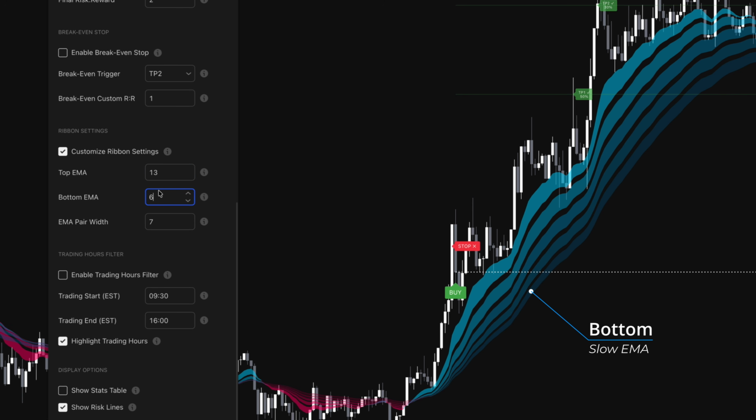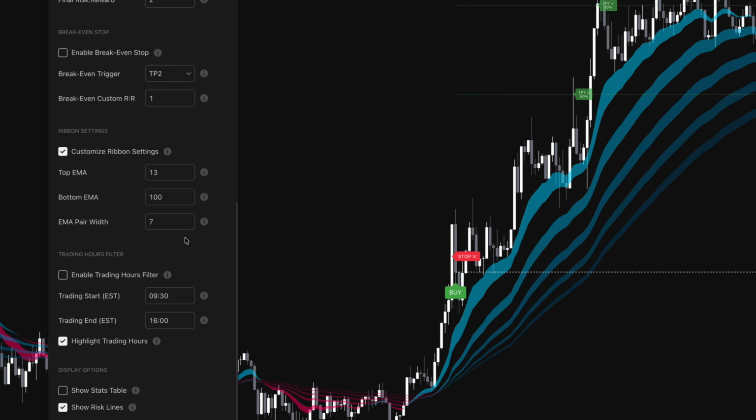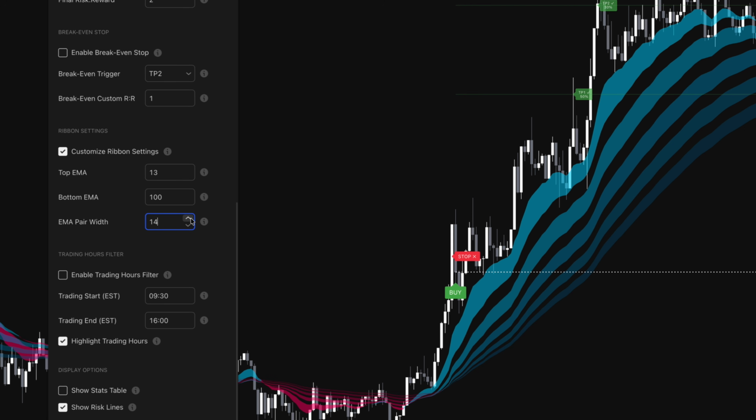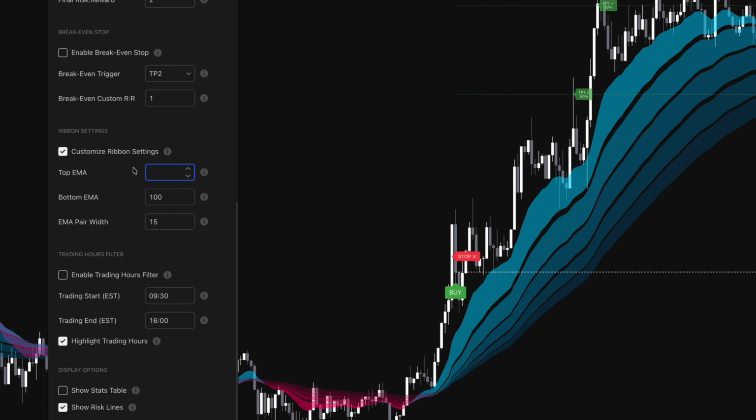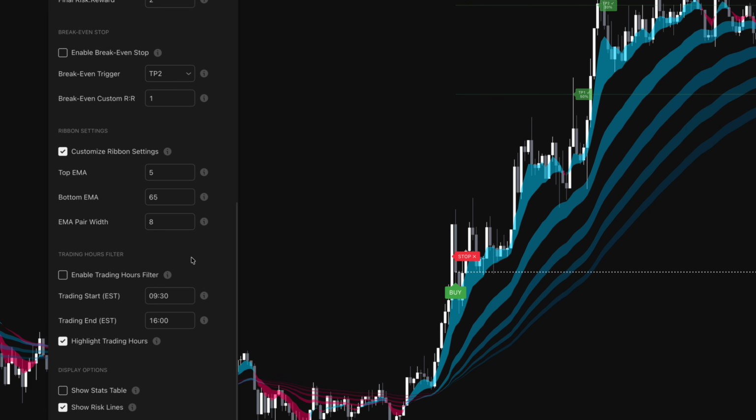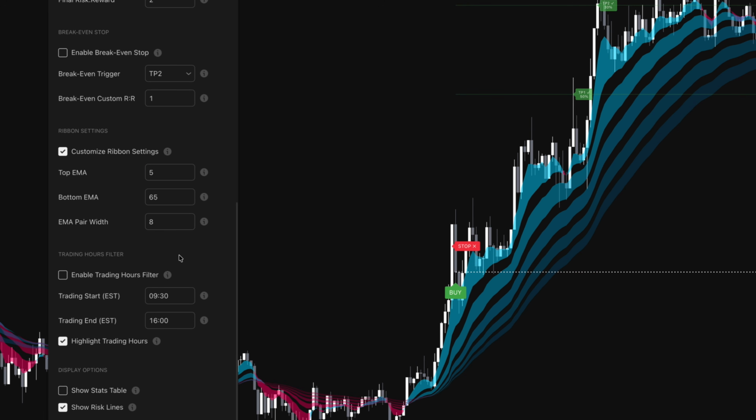Bottom EMA sets the slowest. Higher numbers smooth out the trend definition. Pair width determines spacing between each short and long EMA pair. Defaults are 21 for top, 60 for bottom, 7 for pair width. These work well across most markets and timeframes, but if you're trading very fast instruments or very slow ones, tweaking the ribbon can improve responsiveness or reduce noise.